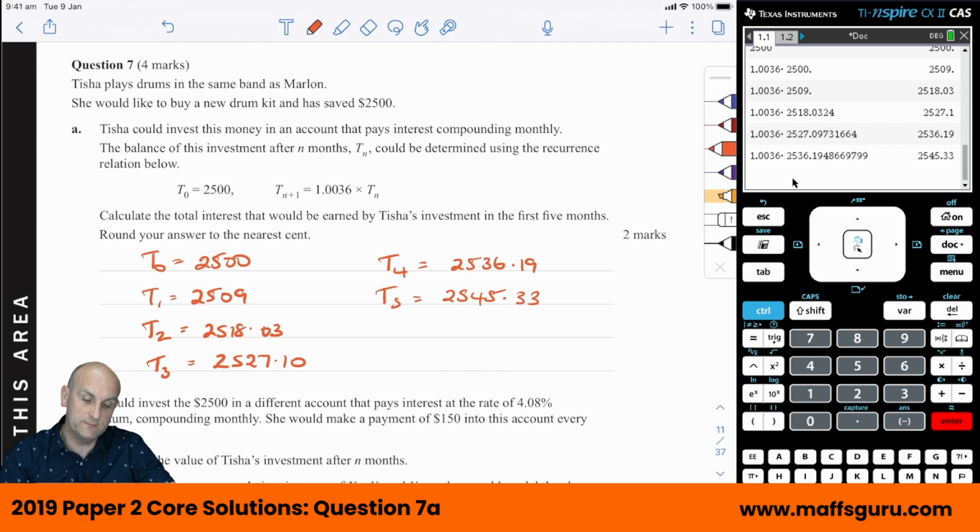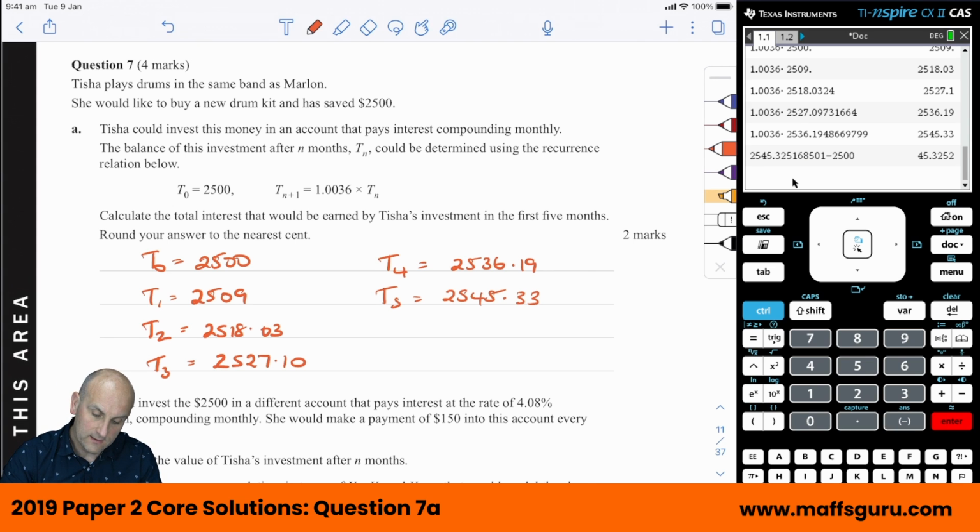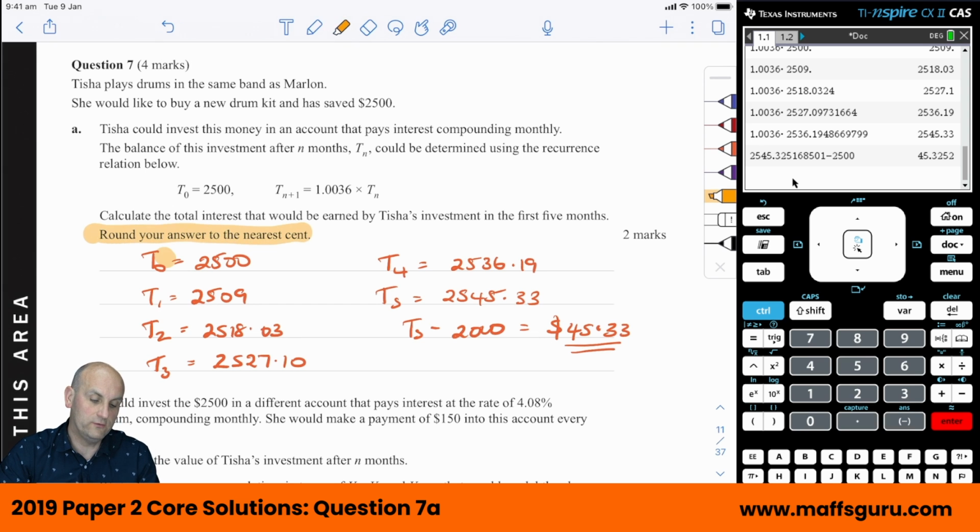Now, that's not answered the question because it wants us to work out the total interest. So because we had 2,500, I'm now going to do minus 2,500, which is going to give me the value of $45. So therefore I'm going to do T5 minus 2,500, which gives me, don't forget my dollar sign, $45.33. And again, don't forget the question here was quite specific. It said round your answer to the nearest cent.